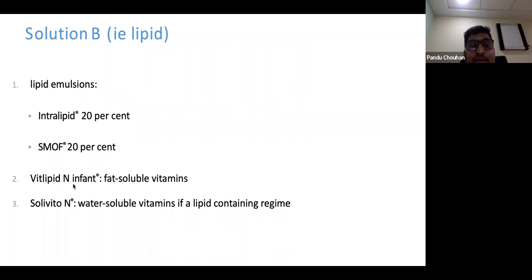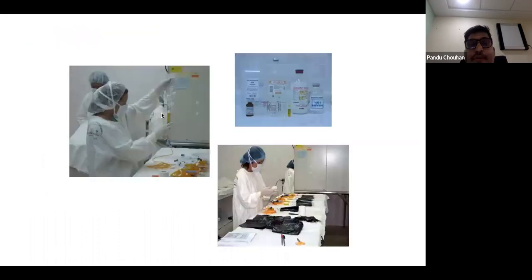We can use Vitalipid in fact for fat soluble vitamins, and water soluble vitamins can also be mixed with solution B. Solution A and B should be prepared in a sterile environment with protective equipment, and preferably under the laminar flow. This bag should be protected from the sunlight. Bags, tubings, as well as syringes should be protected from the sunlight by a brown to brownish plastic or paper wrapping.